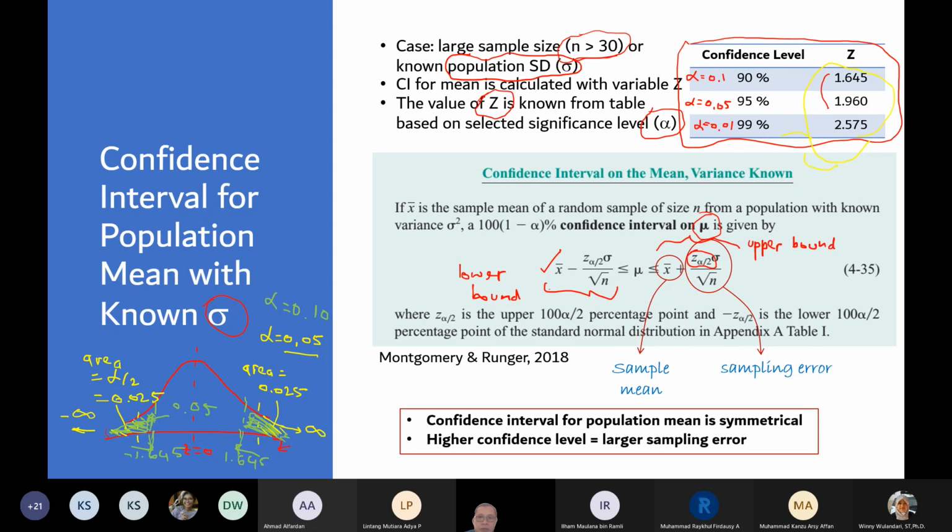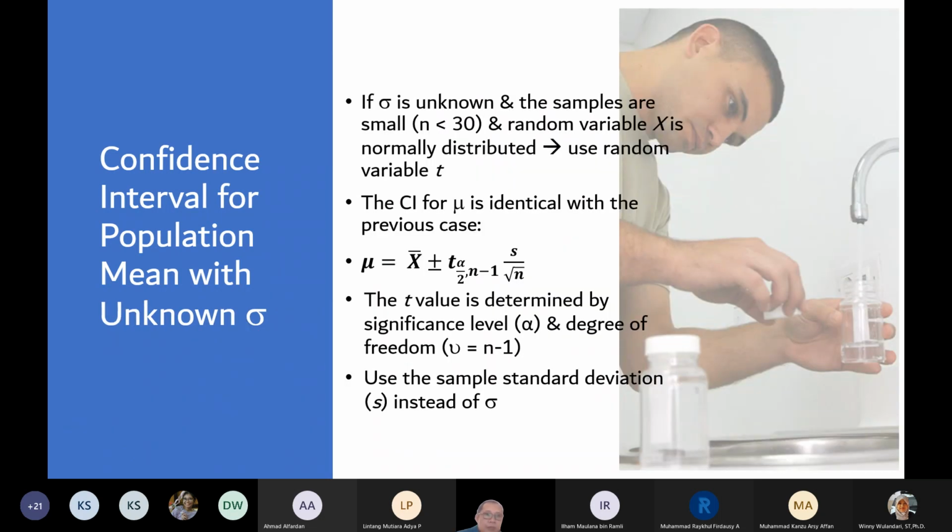Everybody clear for that? Now let's move on to the next case, which is the confidence interval for population mean with unknown sigma. This is a more general case, as you can probably imagine. This is the more realistic case.